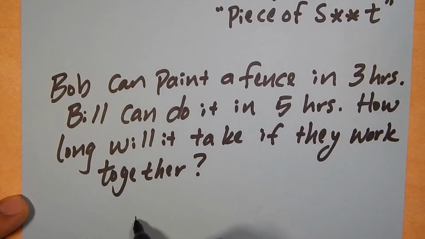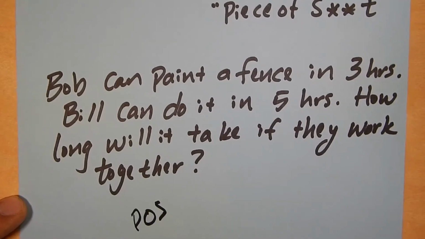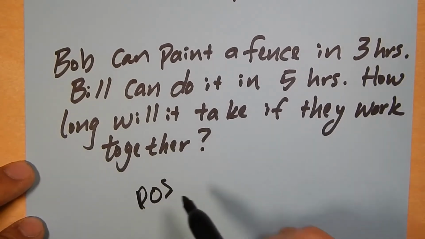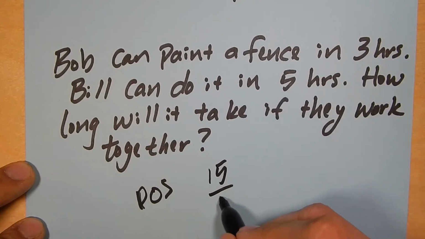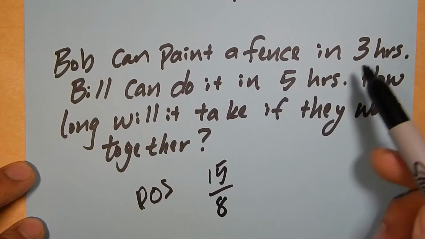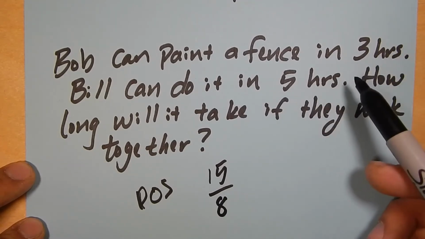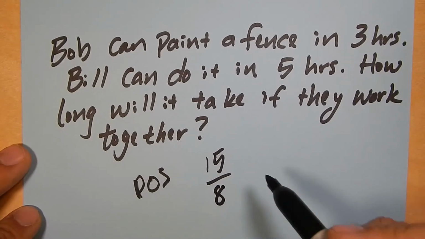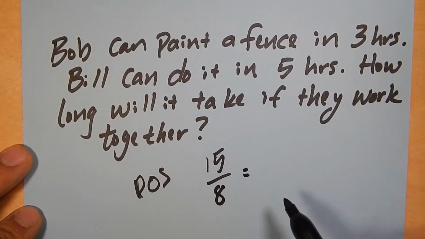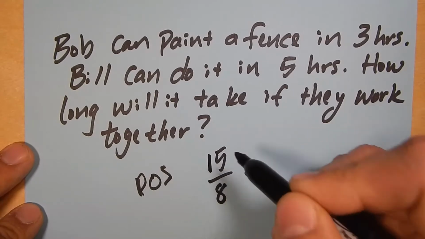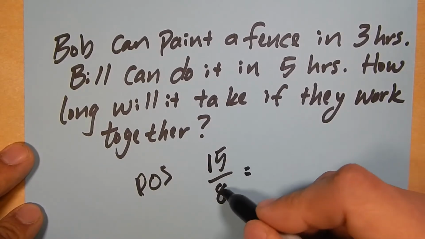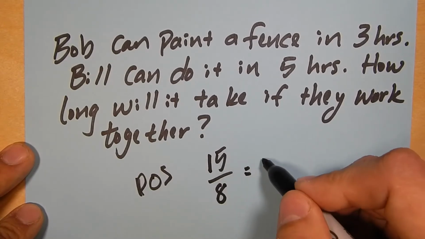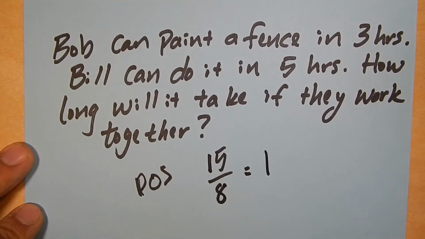We want to find the product over sum, right? So the product in this case is 3 times 5, that's 15. And the sum is 3 plus 5, that is 8. And our units is just whatever these units are, so it's hours. So 15 over 8 hours. Let's say we want to simplify this a little bit. It's almost 2 hours, because 8 goes into 16 twice, so it only goes into 15 once. So we can make a mixed number here.